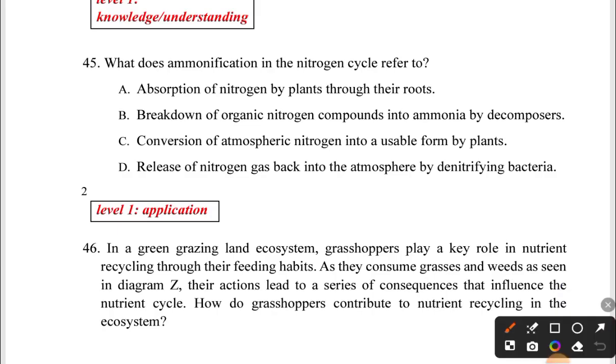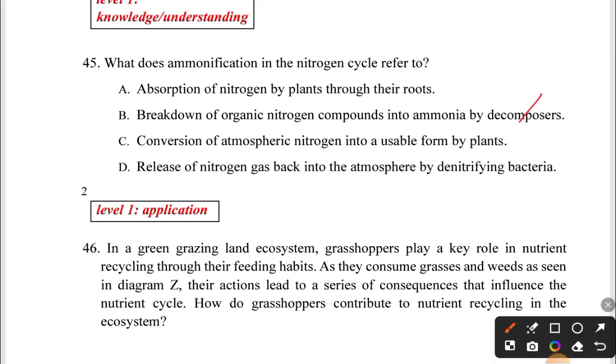Question 45. What does ammonification in the nitrogen cycle refer to? A. Absorption of nitrogen by plants through their roots. B. Breakdown of organic nitrogen compounds into ammonia by decomposers. C. Conversion of atmospheric nitrogen into usable form by plants. D. Release of nitrogen gas back into the atmosphere by denitrifying bacteria. The answer to question 45 is breakdown of organic nitrogen compounds into ammonia by decomposers.